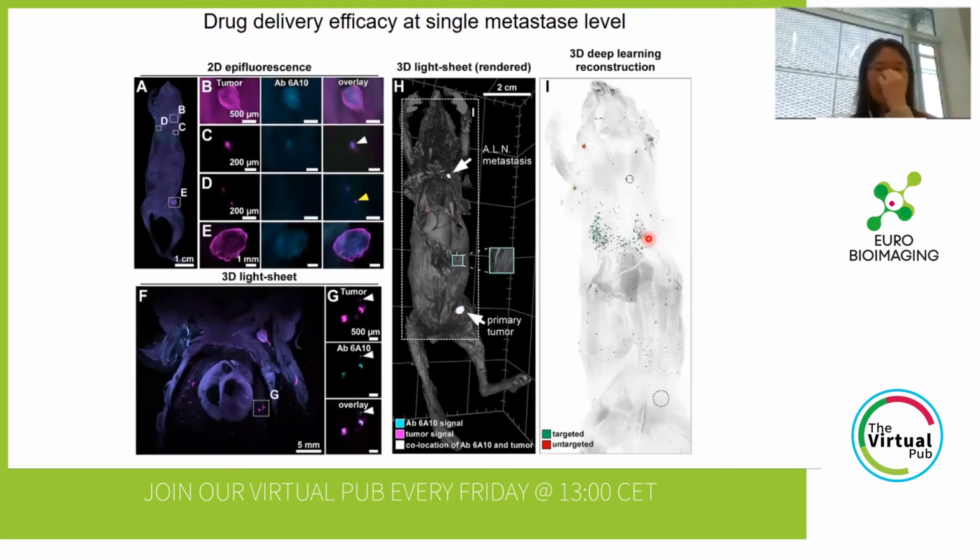Not only with the metastasis, we also want to use our neural network to analyze the drug delivery efficiency. Here is also a mouse model with the MDA-MB231 primary tumor and the cancer metastasis. And after 2 months of the metastasis, we also injected a therapeutic antibody, the 6A10 antibody.